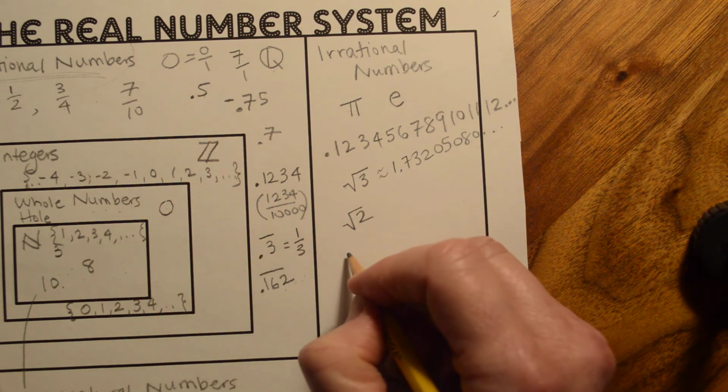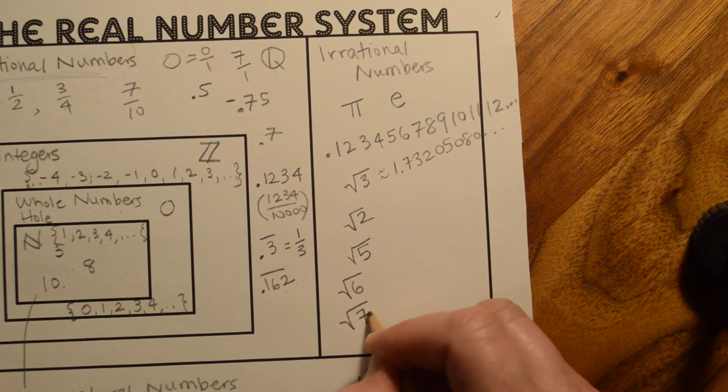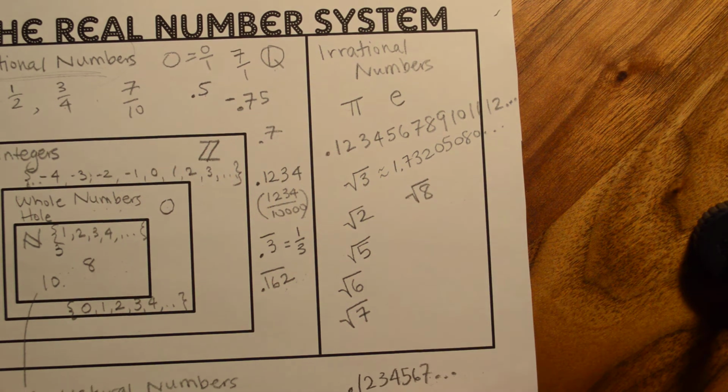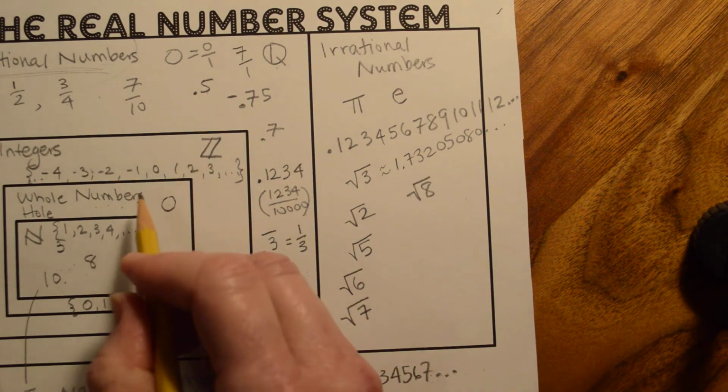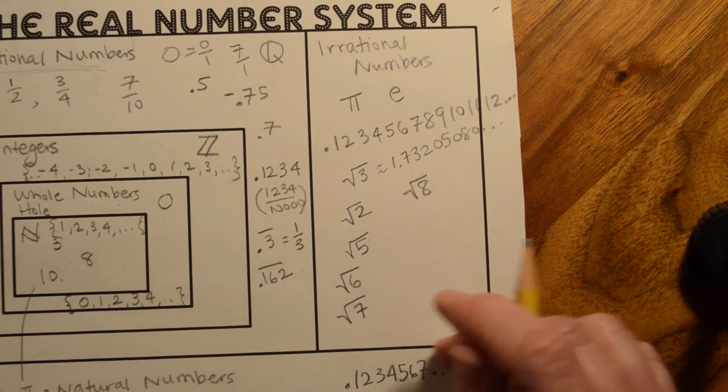So no to square root of 4, yes to square root of 5, square root of 6, square root of 7, square root of 8, no to square root of 9. That's, again, in natural whole numbers, integers. So anything that's not a perfect square would end up in this.